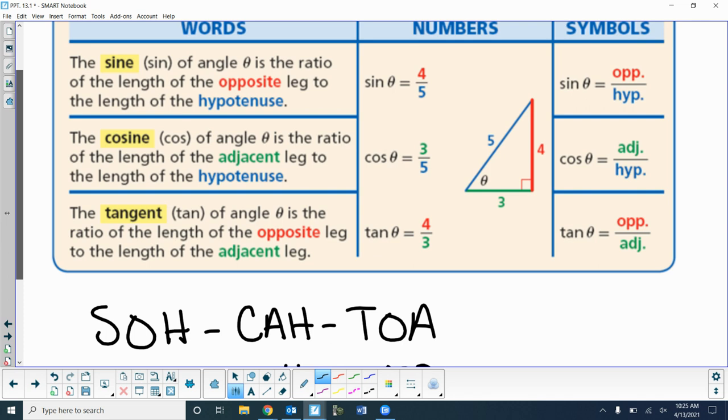So theta is going to be bigger. This angle here at the bottom is bigger than the one up top there, because of the side being longer. That makes sense, doesn't it?